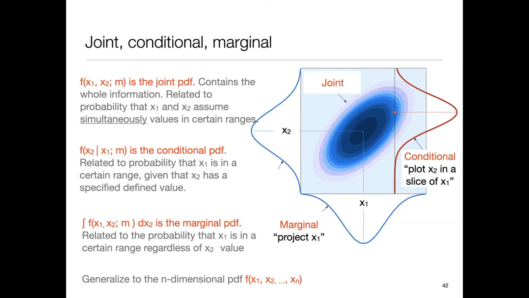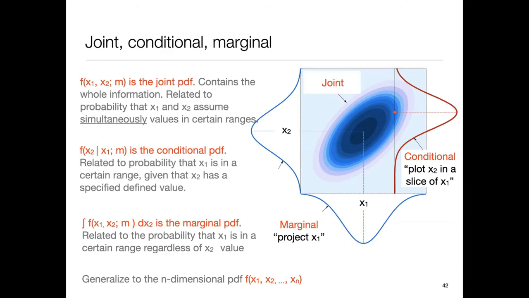Okay? Then you might be curious to know what the conditional PDF is. So what is the distribution of x1 for a specific value chosen for x2? This is equivalent to what we said before about the slicing, right? Sorry, I got it wrong here.